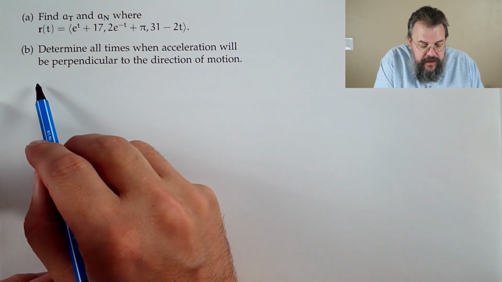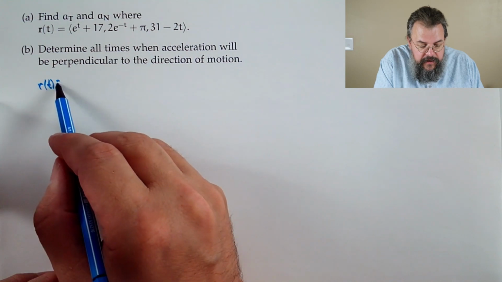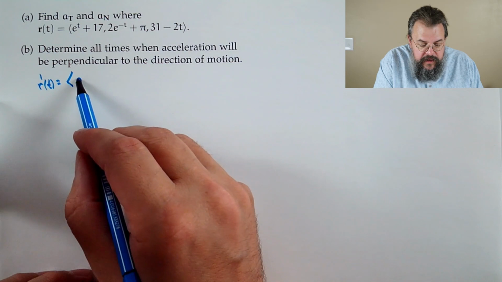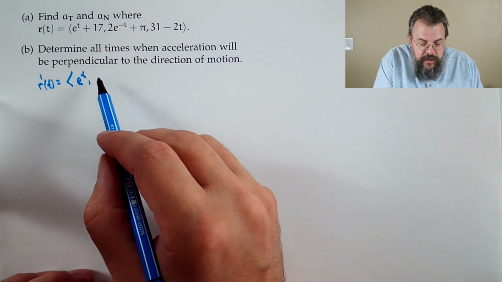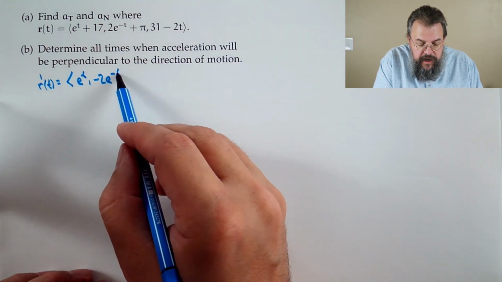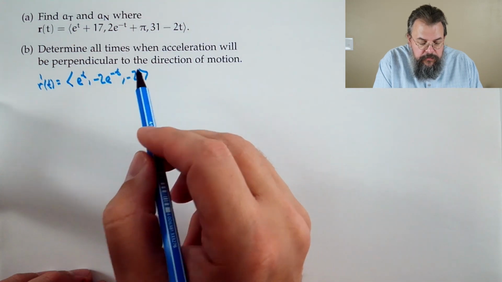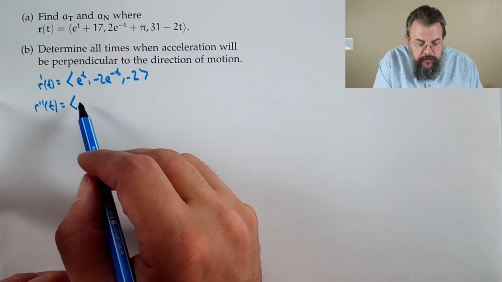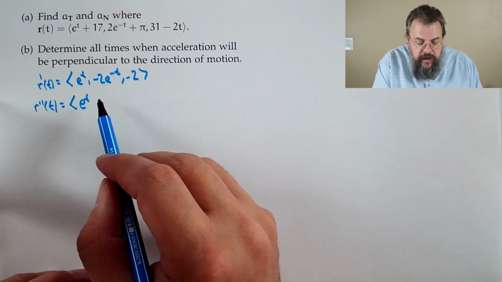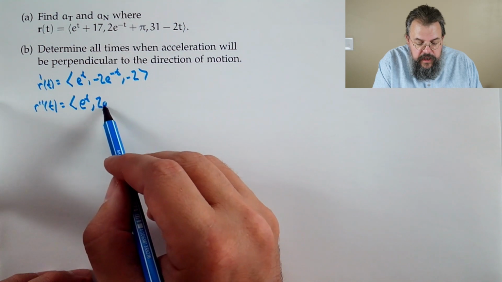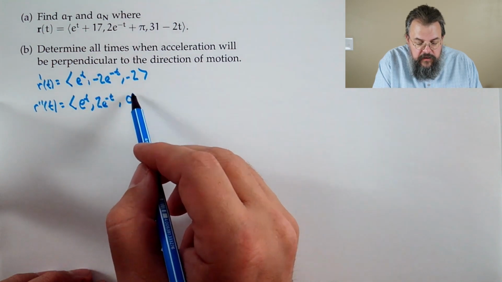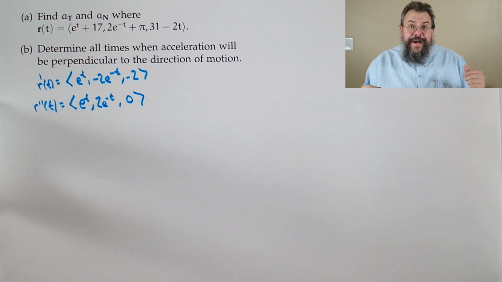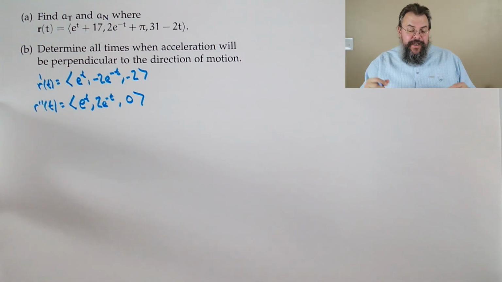So we start by saying, okay, let's find our various pieces. So we'll start with r prime. So take the derivatives. That's e to the t, comma, minus 2e to the minus t, comma, negative 2. Our r double prime would be e to the t, and then 2e to the minus t, and 0. Okay, I can already feel like this is going to be a little bit simpler than the last problem. The terms weren't getting bigger and bigger.